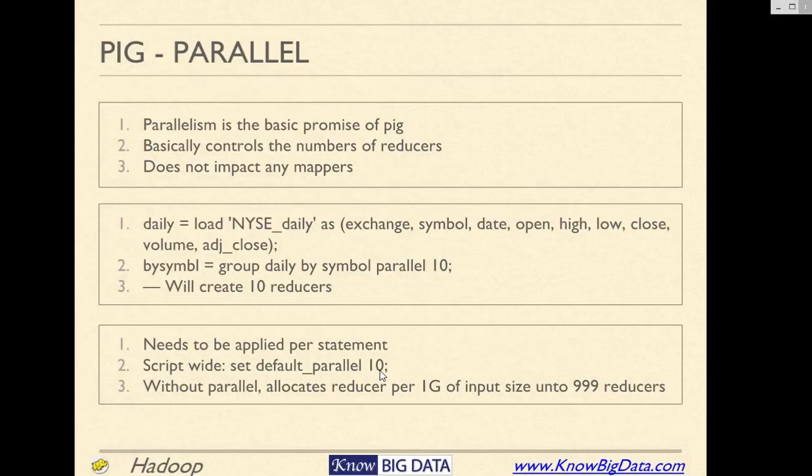For every 1 GB, it is going to generate one reducer. So there will be 5 reducers, right? Suppose you have 2 terabytes of data that you are trying to process, then will it generate 2000 reducers? No, it will not generate 2000 reducers. The maximum number of reducers is limited to 999. So if you have up to 999 GBs of data, it will generate 999 reducers, and over and above that, it will just limit it to 999 reducers.